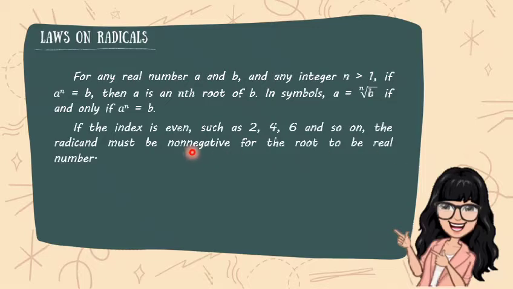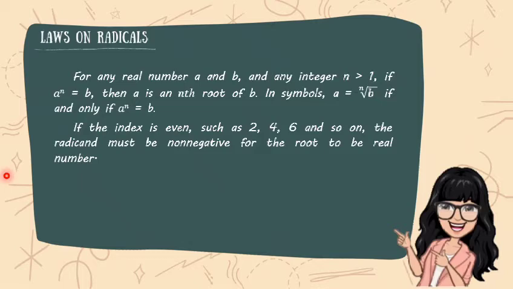Now, if the index is even, such as 2, 4, 6, and so on, the radicand must be non-negative for the root to be a real number. Now, take a look at this one. We have here the nth root of b. Our index here is n, and our b here is the radicand. Now, if your n here is an even number, then your b must not be a negative number. It should be non-negative, so it can be 0 or it can be positive in order for us to have a root which is a real number. Now, what would happen if the index is even and the radicand is negative?